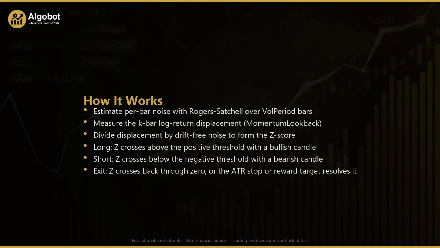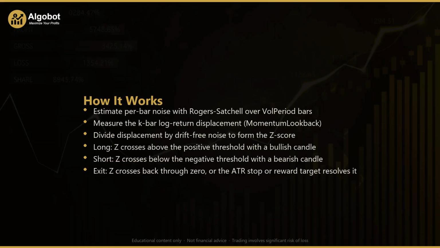Now the rules. For a long, the strategy watches for the z-score to cross upward through the positive entry threshold, which defaults to 1.2, and it also requires the confirming candle to close bullish, meaning the close is above the open. When both are true, it signals a buy. For a short, it's the mirror image. The z-score must cross downward through the negative threshold, and the confirming candle must close bearish. When both align, it signals a sell.